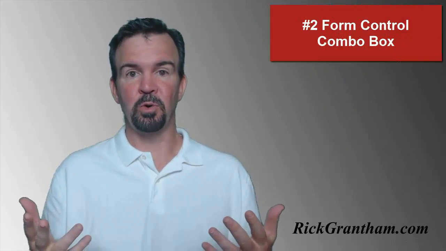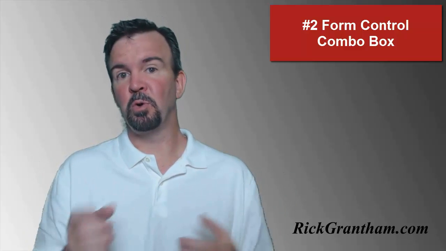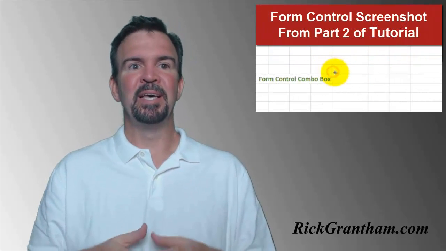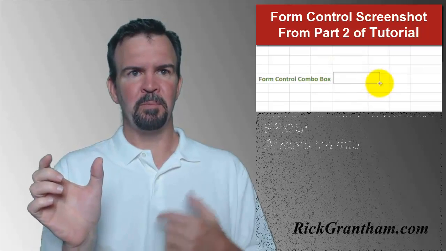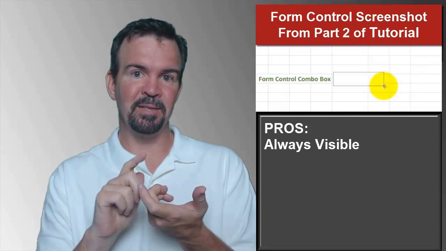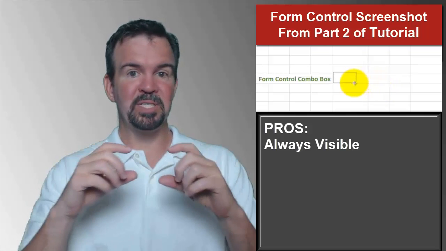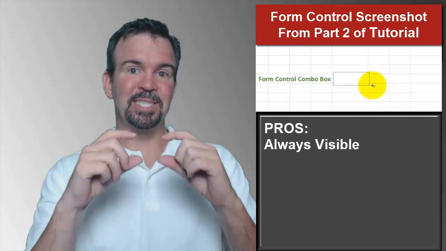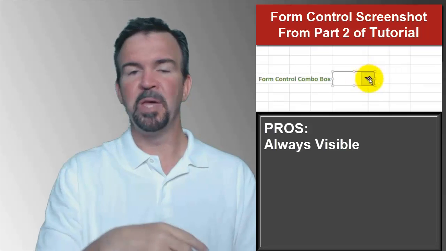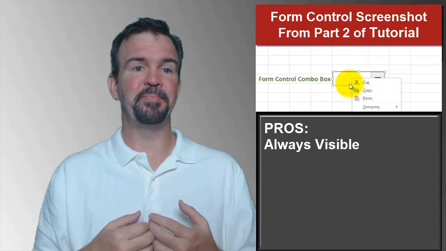Option number 2 is form controls. So if you go over to your developer tab, there's something called form control. And within form control, there is a combo box. Now, some of the benefits of using a combo box is that the drop-down is always visible. Before we had talked about data validation, and data validation was only visible once you selected in the cell, and then you could see the little drop-down box. Well, the cool thing about this is you can resize that box, and it's actually an object that sits on top of the cell. So the drop-down menu or the drop-down selector is always visible. So the end user always knows, right, that is a drop-down box in Excel.